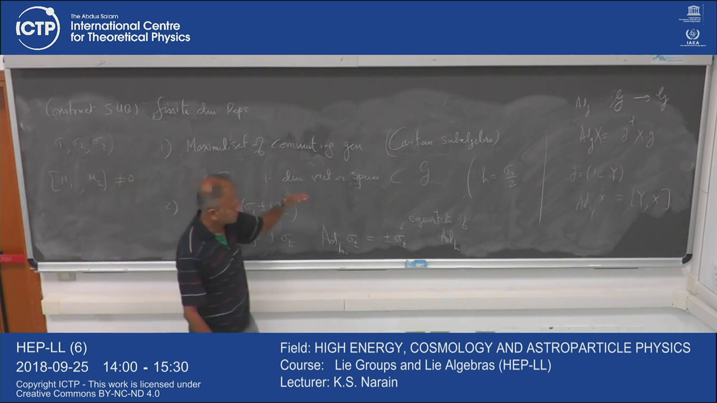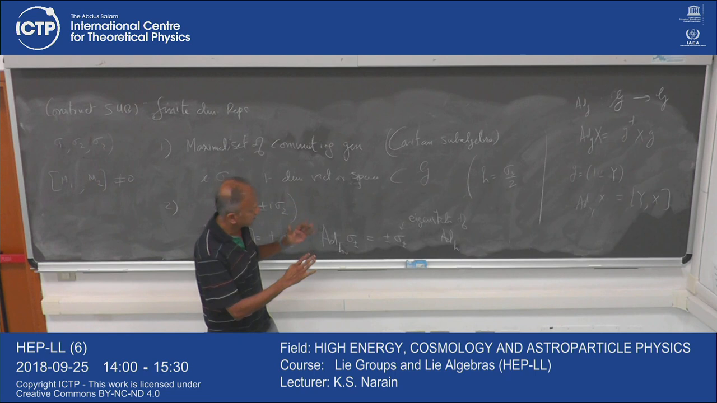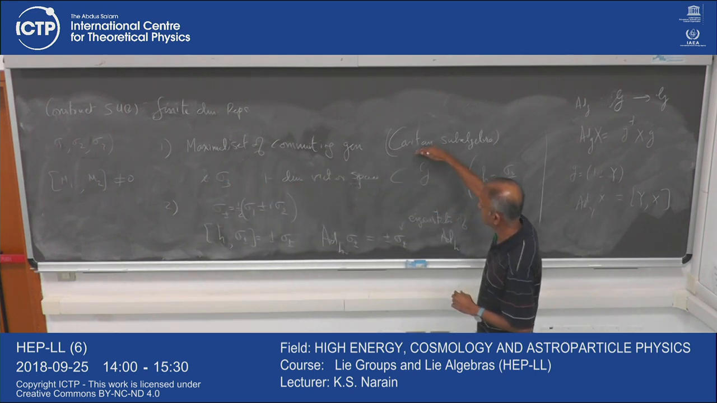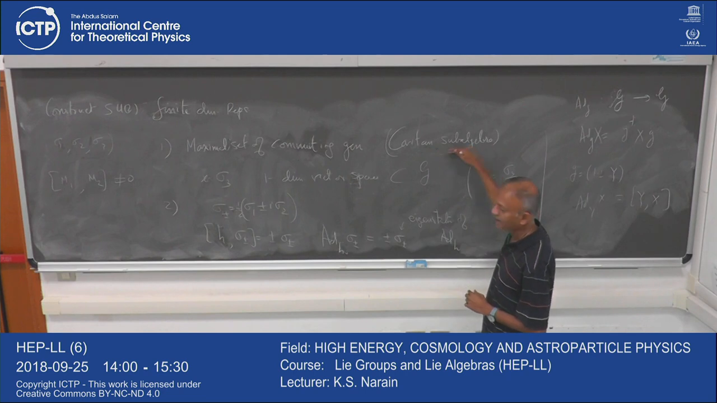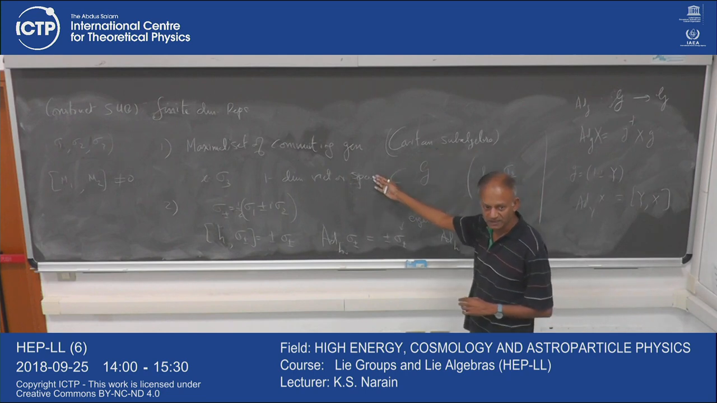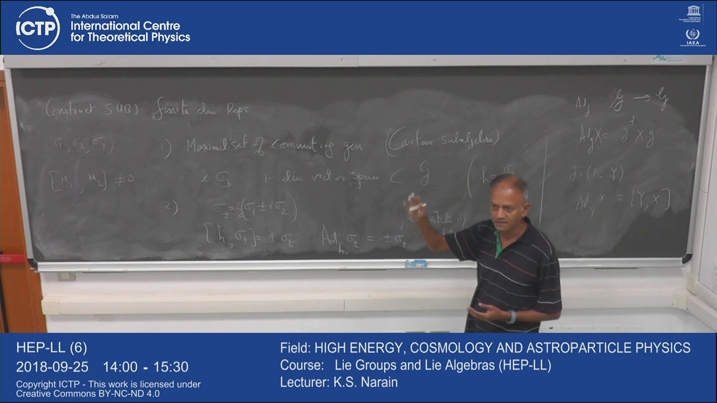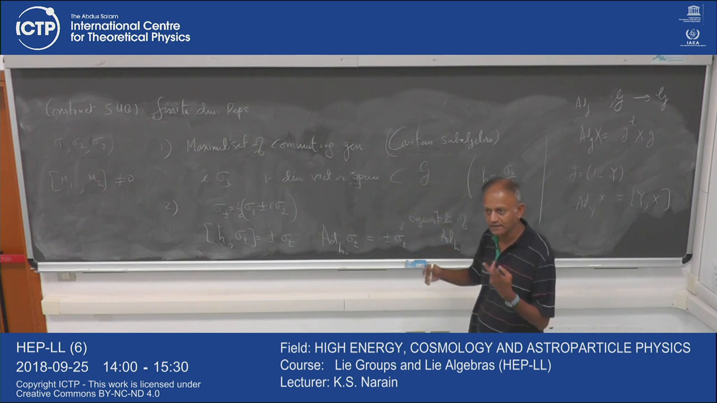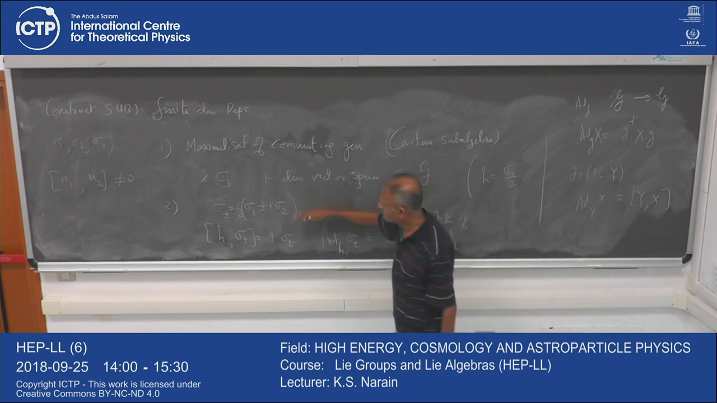So as I said, I'm just trying to keep it general. The first step is this: you find the maximal commuting set. This is called the Cartan subalgebra. In the SU2 case, it just happened to be one-dimensional. If you go to higher algebras, it will not be; it will be higher dimensional. For example, in SU3, you will find it is two-dimensional. Then you look at all the remaining ones.